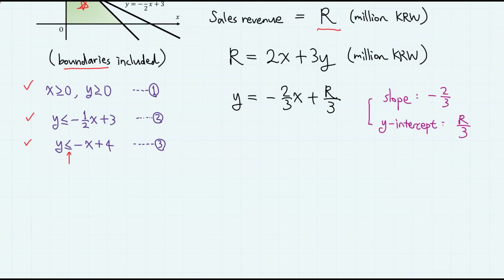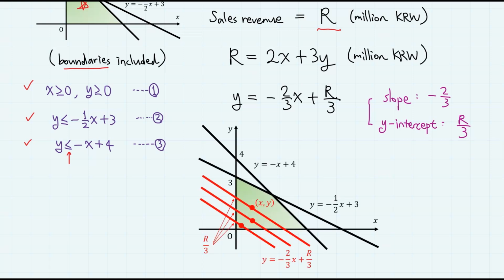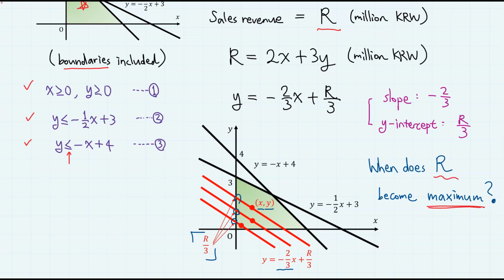This is the straight line with slope negative 2/3 and y-intercept R over 3. That is, as values of x and y change within the region we obtained, if we draw a line with slope negative 2/3 passing through point (x, y), its y-intercept will be 1/3 of the total sales revenue. In this problem, we want to find the maximum value of R, so when does this R become maximum?